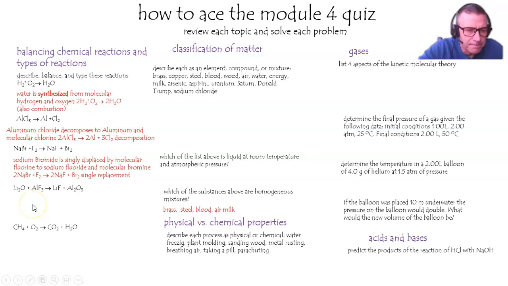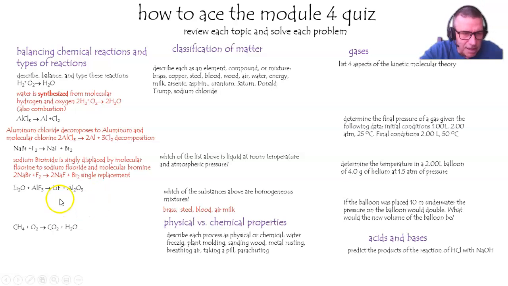Next one, give it a try. Pause it if you really want to do these. It says Li2O plus AlF3, arrow, LiF plus Al2O3. I would describe this by saying lithium oxide combines with aluminum fluoride in a double replacement reaction. So it's not really combines with, replaces with, to form lithium fluoride plus aluminum oxide. Type of reaction, double replacement.